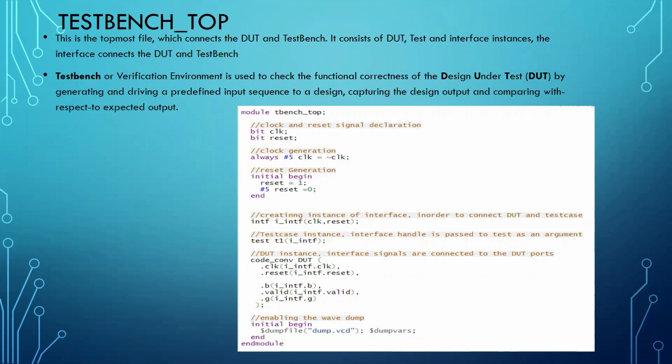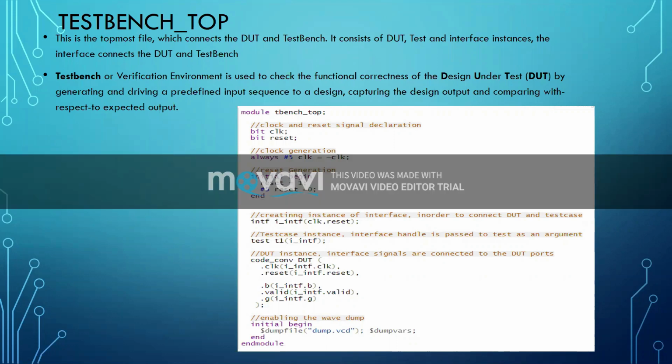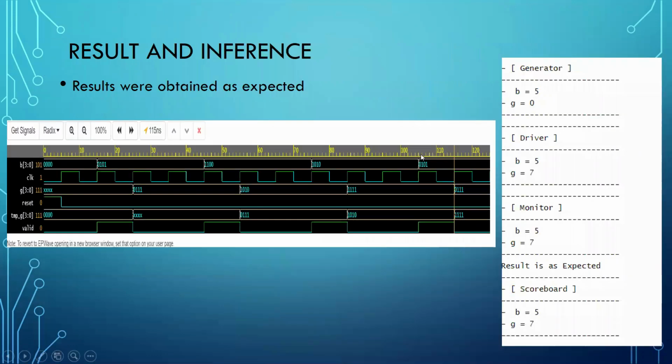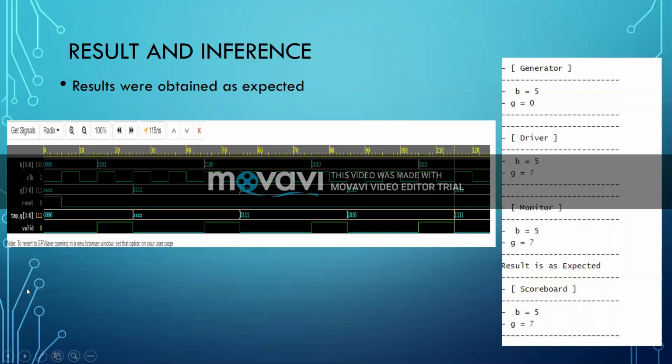In this program we are declaring the clock and reset signals, and coming to the DUT instance, interface signals are connected to the DUT ports. And next we go to the output. Here the generator will generate the binary as 5. In the generator, the gray output is 0.